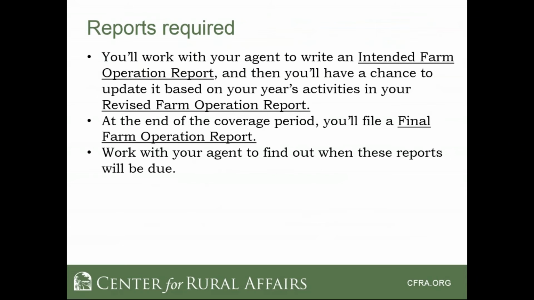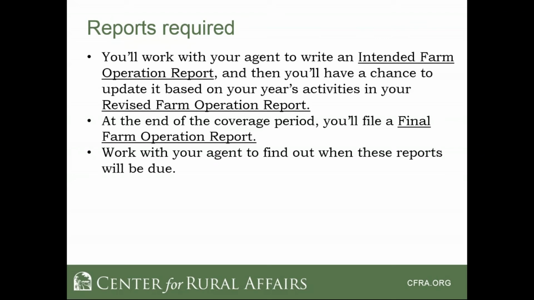So once you work with your agent, decide to purchase a policy, and set up your policy, there are 3 reports required from you. You'll work with your agent to write an intended farm operation report at the beginning of your policy, and then you'll have a chance to update it based on your year's activities in your revised farm operation report. And at the end of your coverage period, you'll file a final farm operation report. These are so you're communicating with your agent about your production. And you work with your agent to find out the deadlines for those reports.